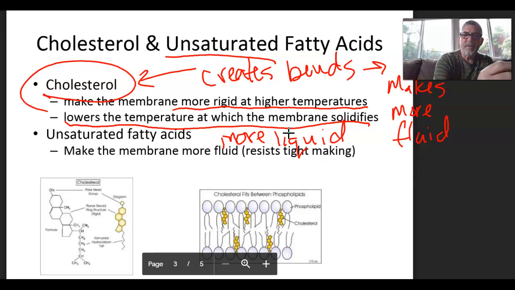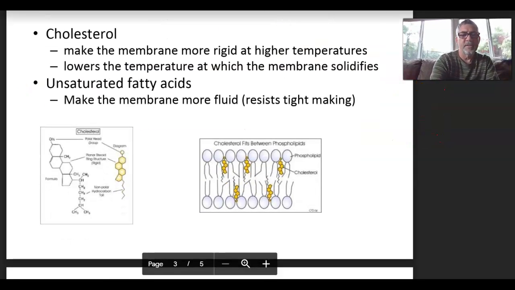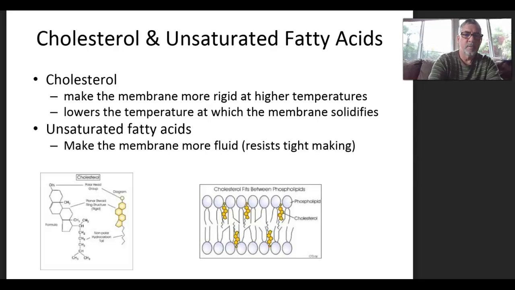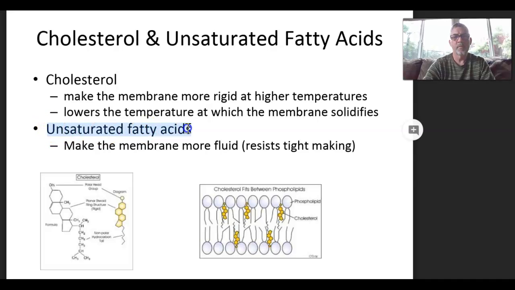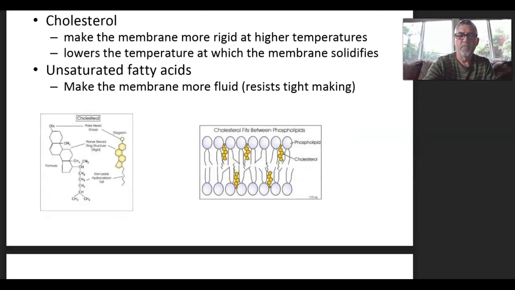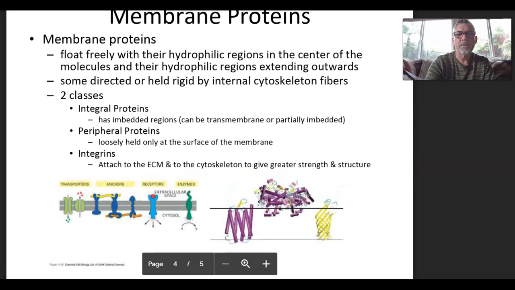And then the unsaturated fatty acids. So the unsaturated fatty acids, let me highlight that for you. So the unsaturated fatty acids, those are ones without bends, right? So it makes the membrane more fluid. So, but these unsaturated fatty acids, if the temperature got really low and you didn't have cholesterol, the cell would just simply freeze, right? So really important to have cholesterol because I've seen that show up on FRQs more than once.